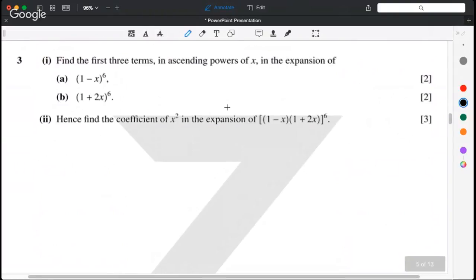Okay, so this question is really not worth spending any time explaining, because it's literally just plugging stuff into the formula in the formula booklet. So this is just binomial expansion.